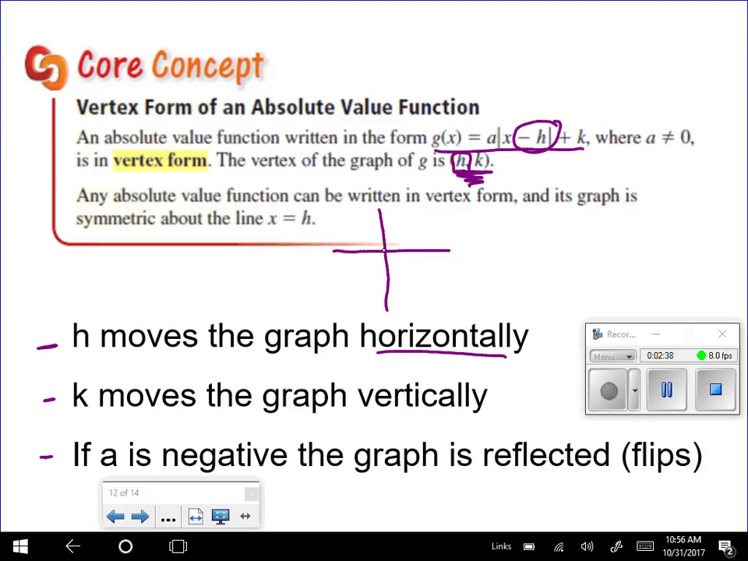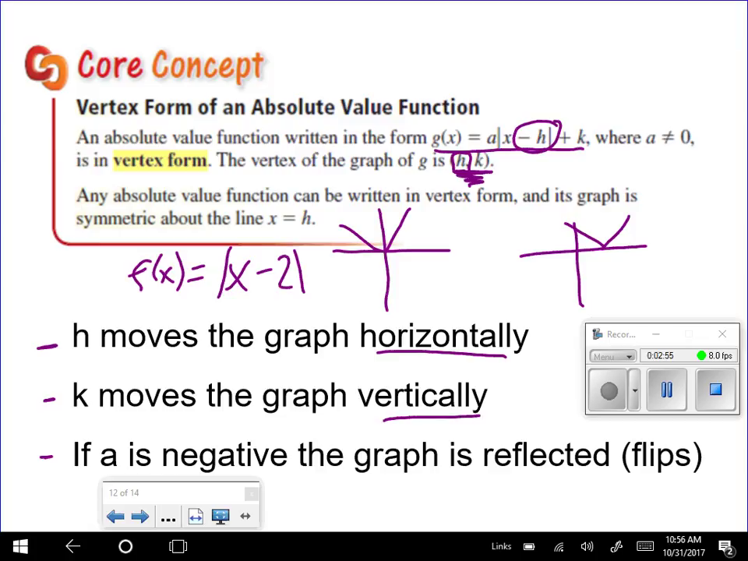The parent function looked like this. And when we had a graph that was f of x equals the absolute value of x minus 2, it actually moved our graph over 2 to the right, and it looked like that. K is going to move the graph vertically. When we did that, the last one we did was f of x equals the absolute value of x minus 3, and our vertex was down here, and it looked like that.